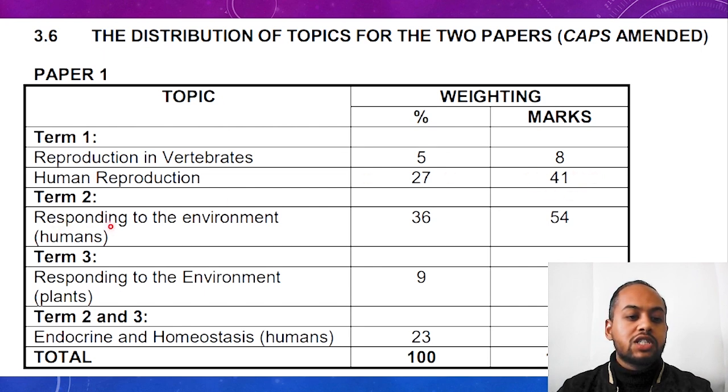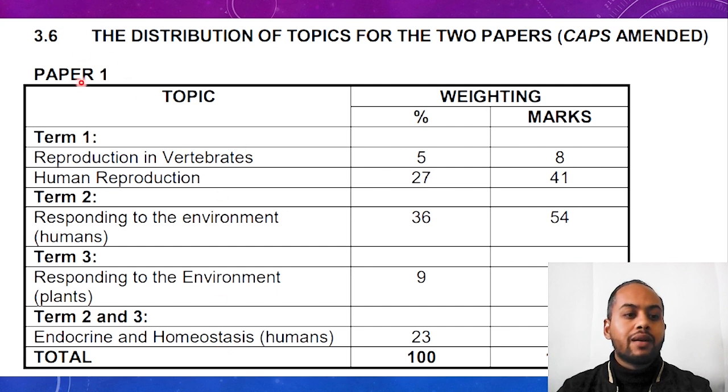Secondly, in term 2, it will be responding to the environment. That counts about 54 marks of the paper. Responding to the environment, that will be in plants. That will come to 13 marks. The endocrine system and homeostasis comes to roughly 34 marks. And if you add all of this together, it will give you a grand total out of 150. So just to go through that again for paper 1, it's the following topics: reproduction in vertebrates and human reproduction. Responding to the environment in humans, responding to the environment in plants, and then lastly the endocrine system as well as homeostasis.